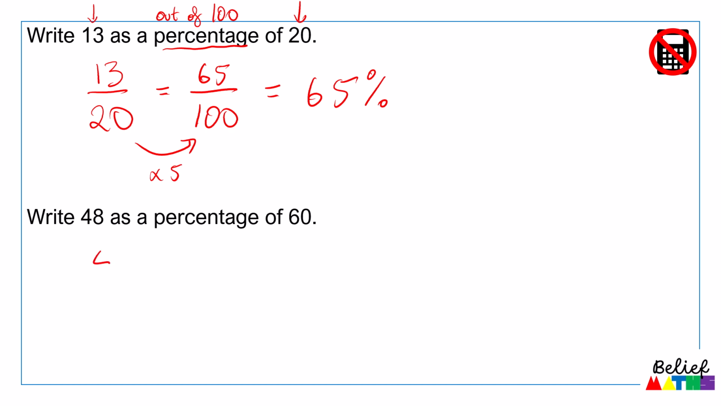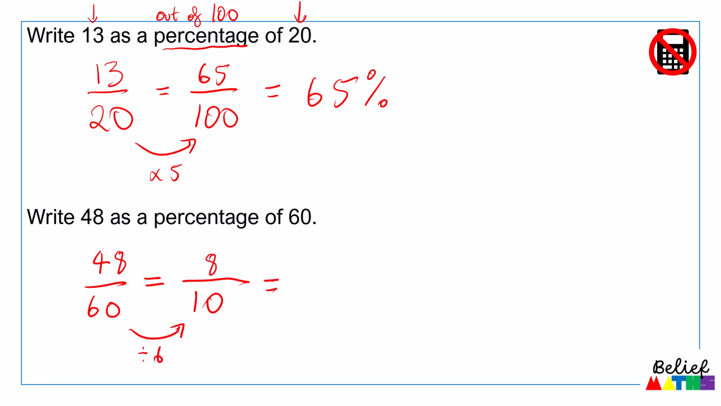We're writing 48 out of 60. Now we can't just go straight from 60 into 100. So instead what we're going to do is simplify this first. We're going to try and get it down maybe to 10 or to 20 or to something that gets us to 100. So we can do 10 in this case. So if we want to get it down to 10, we're dividing that by 6. So then 48 divided by 6, well 6 eights are 48, so that's 8 out of 10.